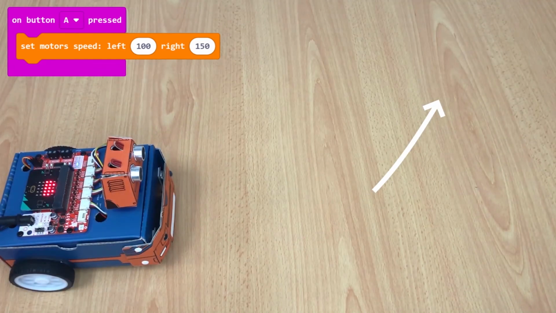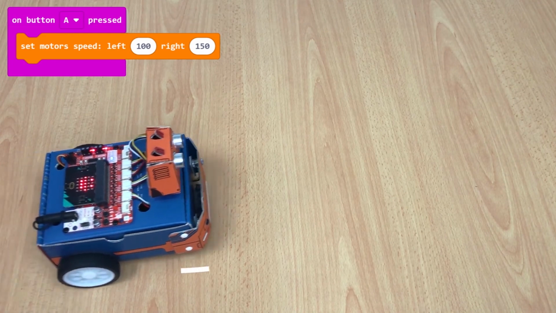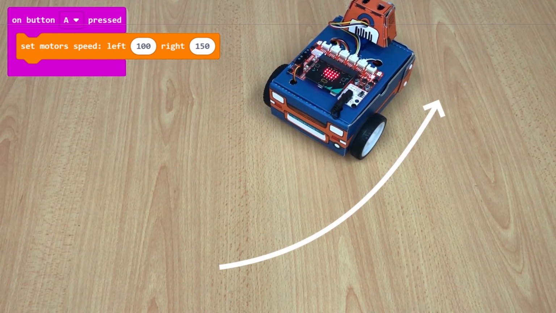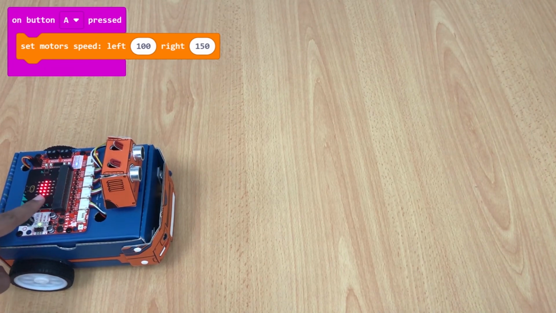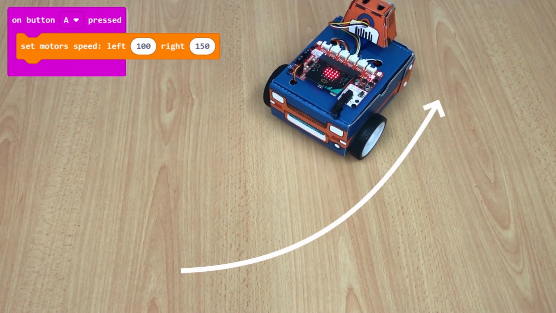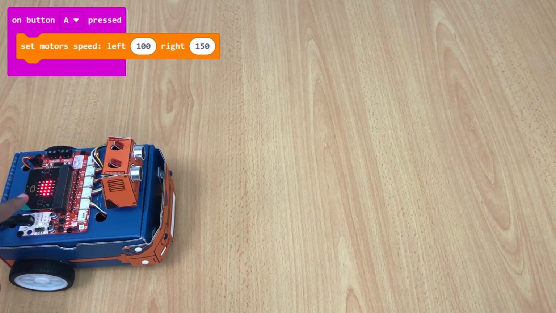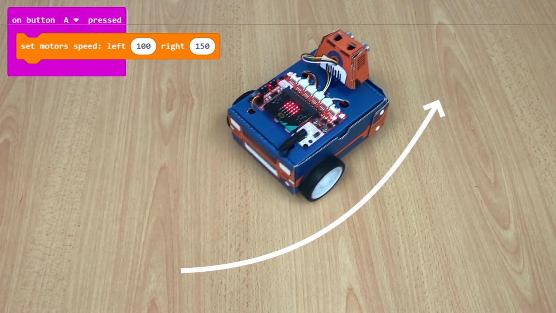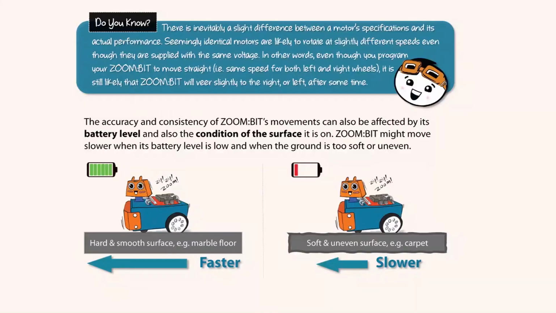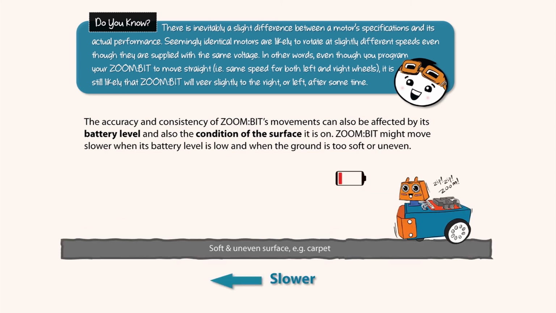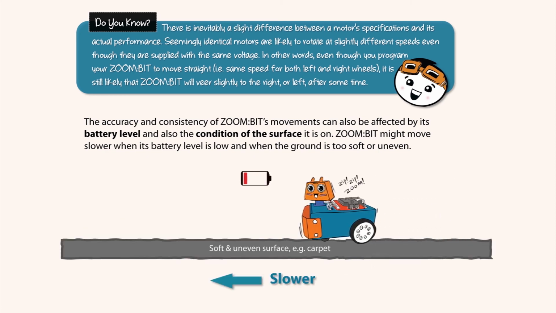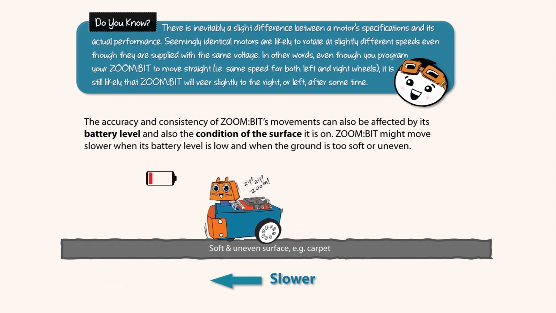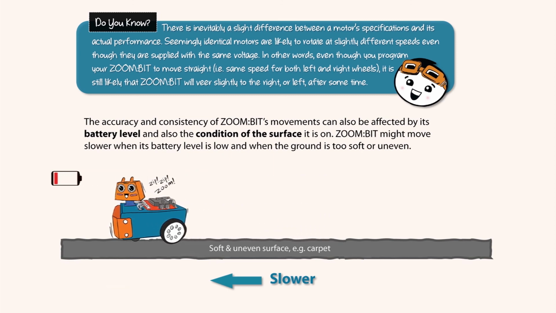Did you notice that? Basically, the ZOOMBIT will always steer toward the side of the wheel that's spinning at lower speed. In this example, the ZOOMBIT will move forward, but it will steer to the left over time because the left wheel is spinning at a lower speed. The accuracy and consistency of ZOOMBIT's movements can also be affected by its battery level, and also the condition of the surface it's on. ZOOMBIT might move slower when its battery level is low and when the ground is too soft or uneven.